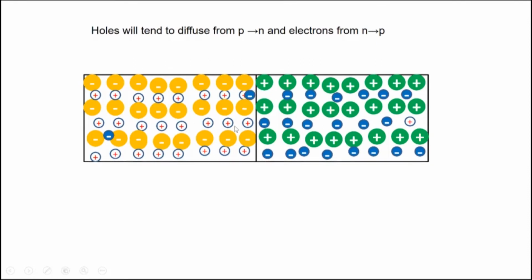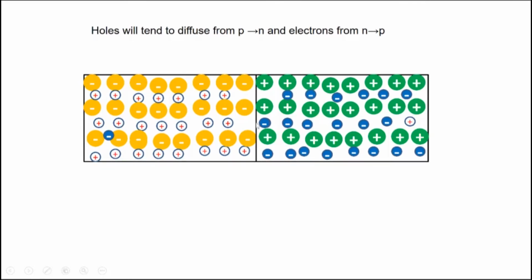Holes will move from left to right, and electrons will move from right to left here. So let's do that. The moment an electron leaves the N region and comes to the P region, it finds itself amongst lots of holes, in the neighborhood of a hole. And we just saw that when an electron and a hole get close to each other, recombination occurs. So the electron recombined with the hole, and both of them are lost.